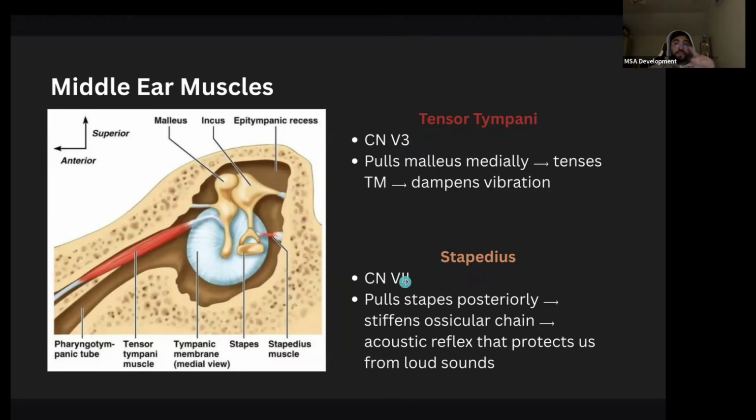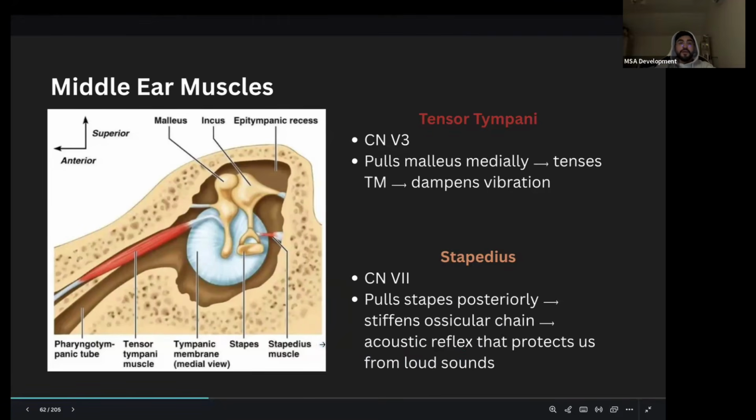Stapedius, which is supplied by the facial nerve, is the muscle right here, as you can see. It will pull the stapes posteriorly, stiffening your ossicular chain, and it's basically what we call the acoustic reflex, to protect our ears from loud sounds. So it will basically decrease the vibrations and the passing of the vibrations to the inner ear. So this will protect your ear, and this is what we call the acoustic reflex. Very important that you know it.